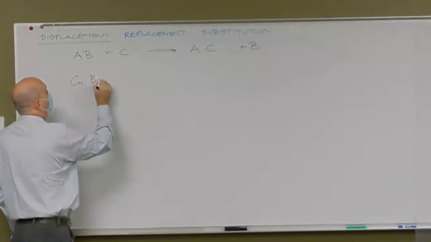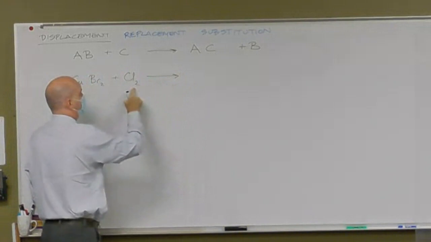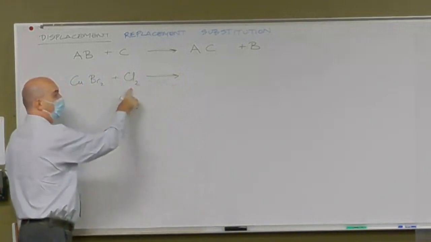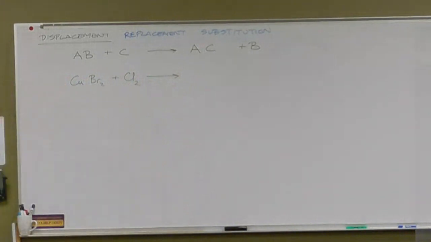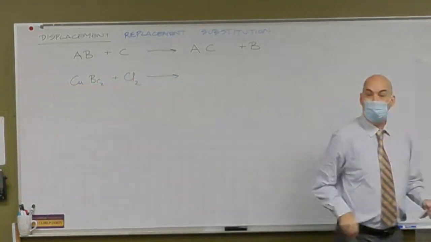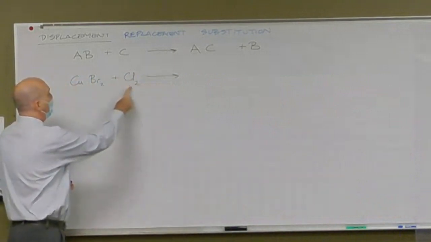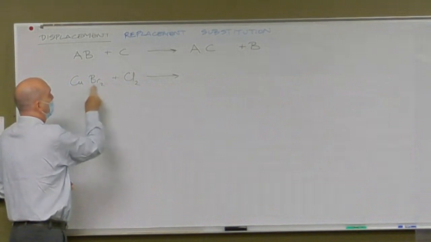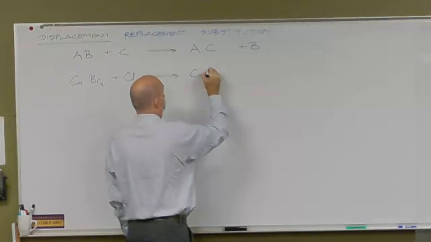If I took copper bromide and I added chlorine to that, chlorine gas comes to us delivered by nature as two chlorines stuck together. That's going to be a theme. Lots of our gases are two atoms stuck together. Hydrogen is H2, chlorine is Cl2, oxygen is O2, nitrogen is N2. That chlorine makes a better bond to the copper than the bromine does, so it just pushes it off the molecule, off the compound.